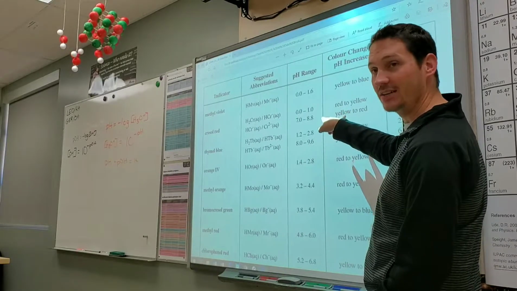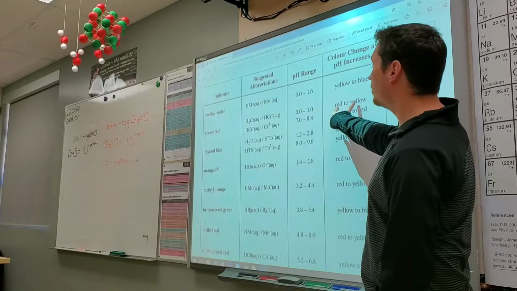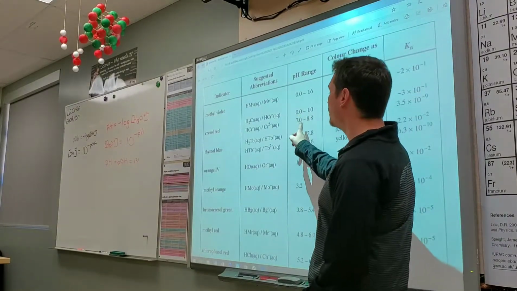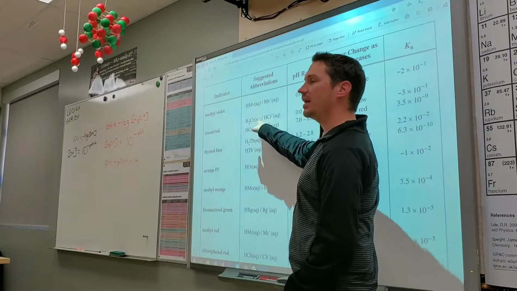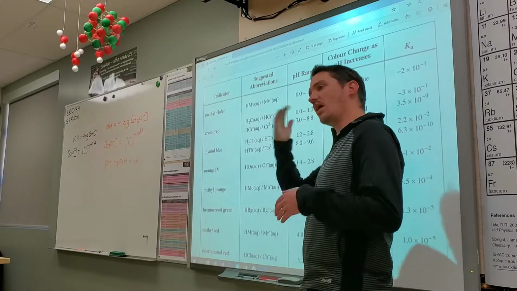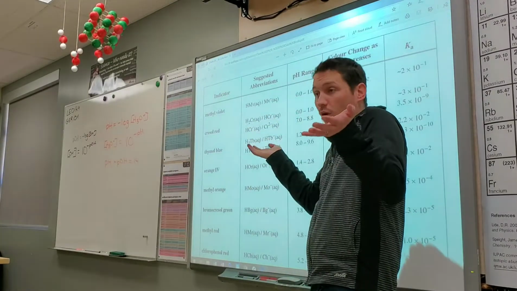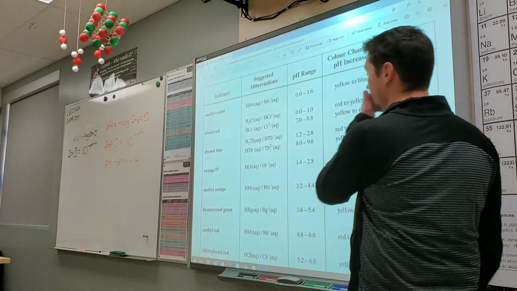Is that okay? Does it make sense? Because when we're in between, we've got a little bit of the red version and a little bit of the yellow version. So we've got some red and some yellow making an orange solution because you can't see them.